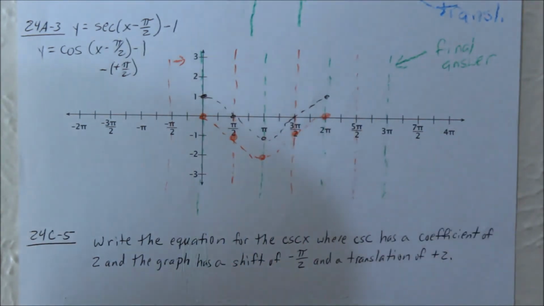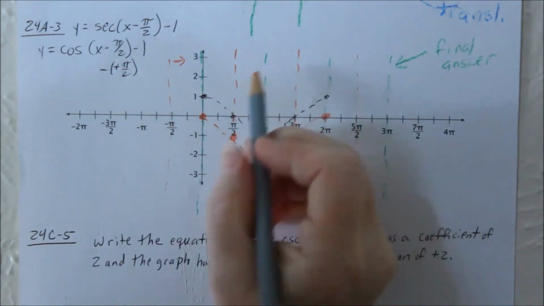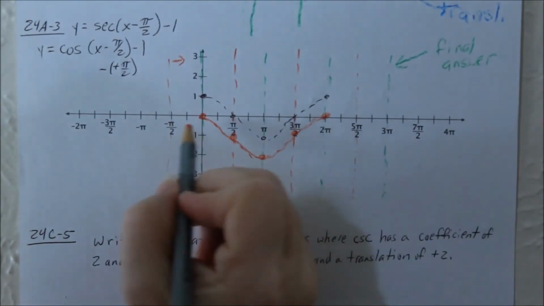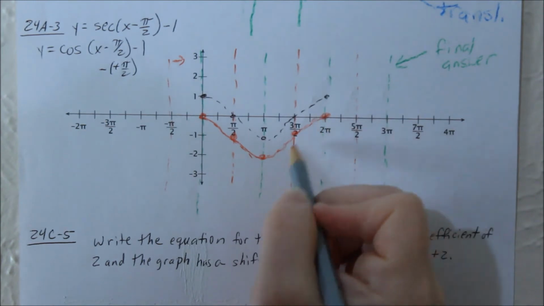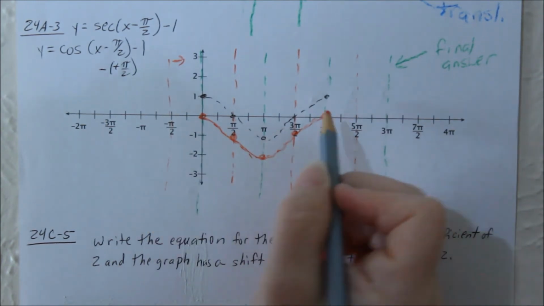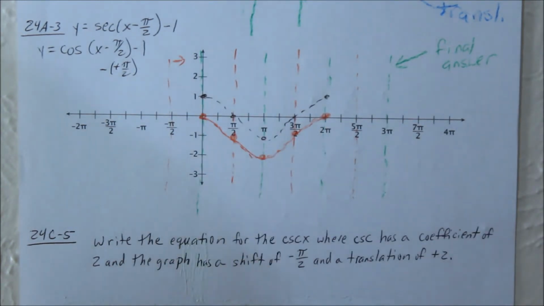I'm not going to label it, but the dashed red, here I'll just make it solid red. So the solid red is the translation change. So this red is our translation change.